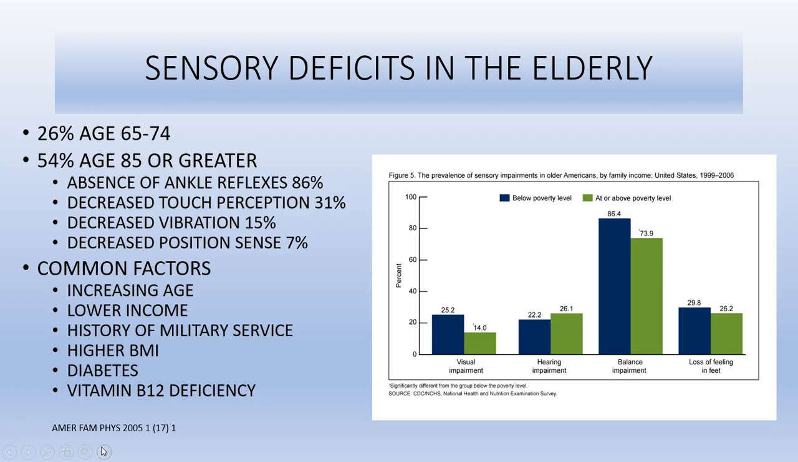Sensory deficits are common in older patients and will contribute to gait abnormalities and contribute to falls. About 1 in 4 people over the age of 65 to 75 have a significant sensory deficit. Over half the patients over the age of 85 have a significant sensory deficit. This tends to be seen with increased frequency in patients with lower income, patients who have been in the service, patients who have a higher BMI, and certainly 2 common issues would be diabetes and vitamin B12 deficiency.